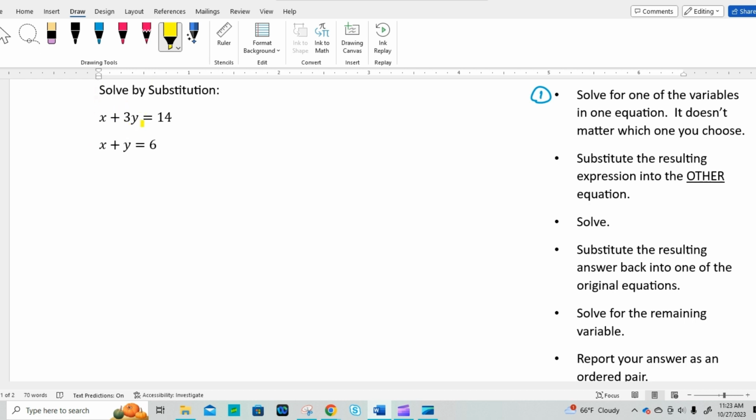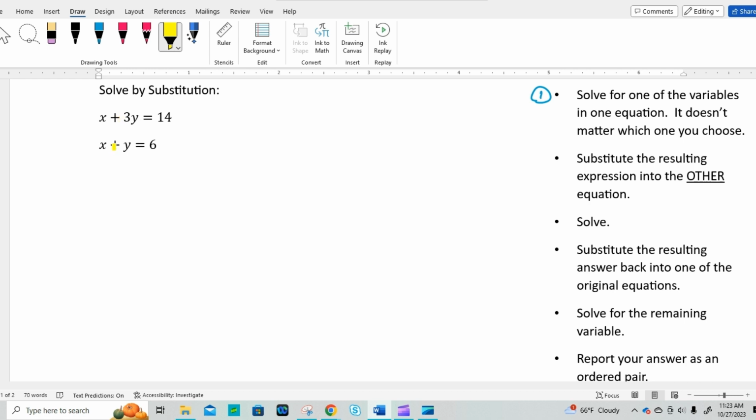I don't want to focus on the y variable in the first equation with a coefficient of 3. The reason is, if I wanted to solve that, I would have to divide everything in that top equation by 3. That's going to result in fractions. So I'm going to ignore that because I don't want to deal with fractions.